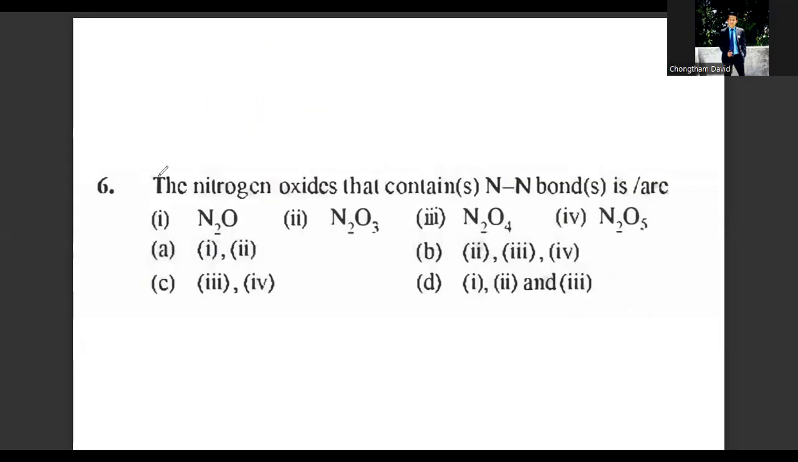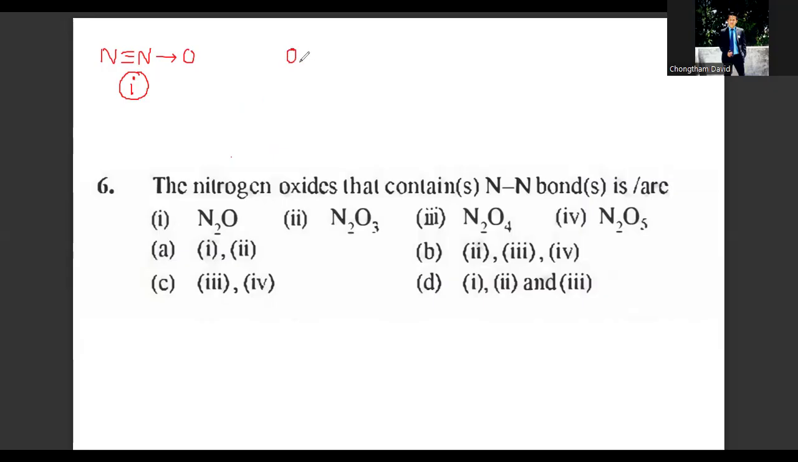Question number 6. The nitrogen oxides that contain nitrogen-nitrogen bonds are or is. So for question number 6, let us write the structure of this nitrogen-nitrogen triple bond oxygen. This you have as nitrous oxide. This is the Lewis structure.